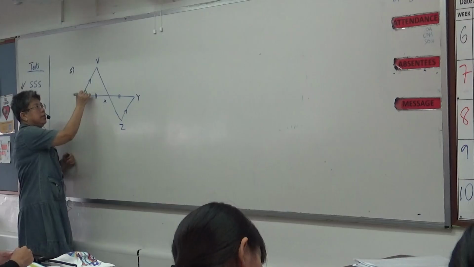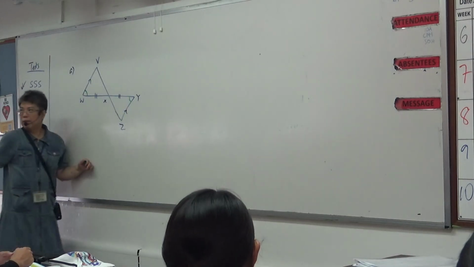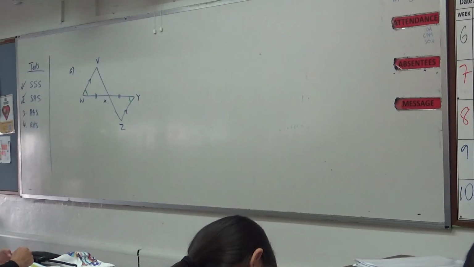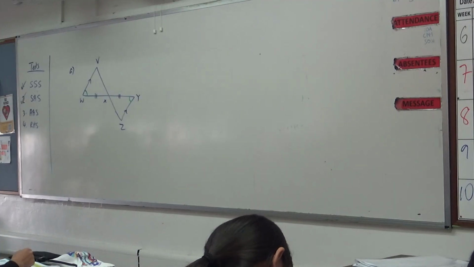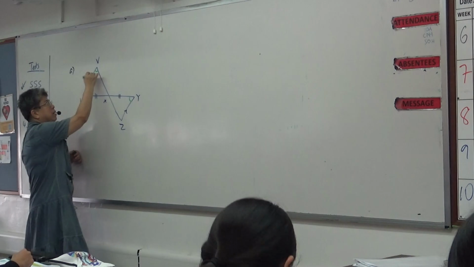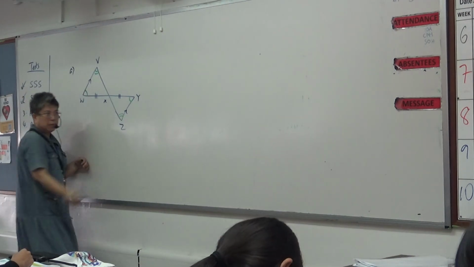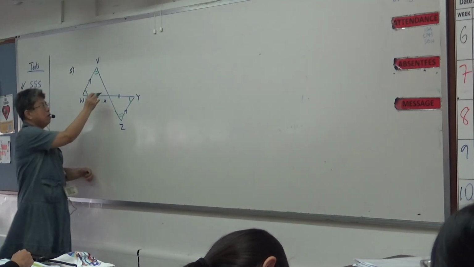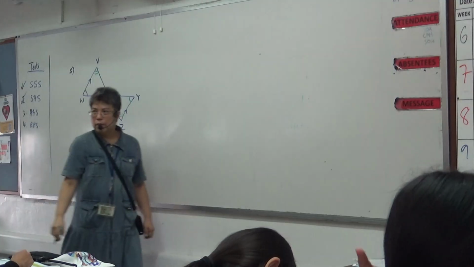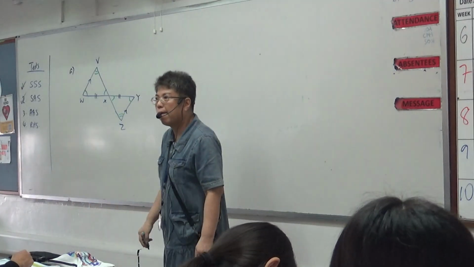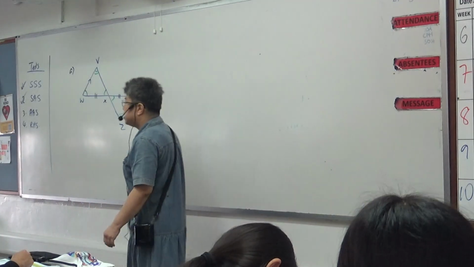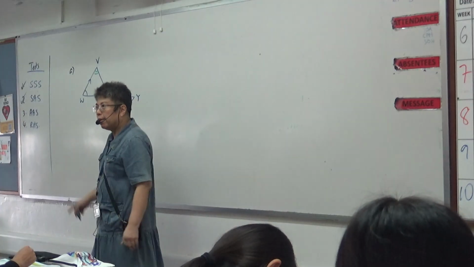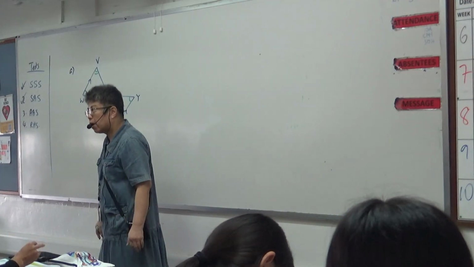Do you agree this one is equal to this one? What's the reason? Alternate angles, parallel lines. Now, another one. Do you agree this one is equal to this one? Also alternate angles, parallel lines, right? But I have one more. Do you agree these two are also equal? Why? Straight line. This one is called vertically opposite angles.